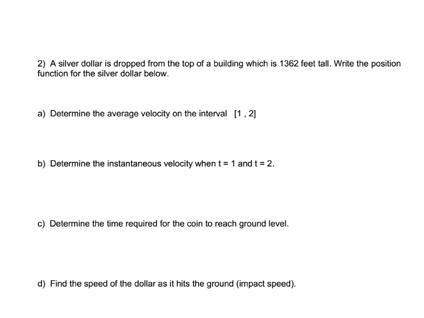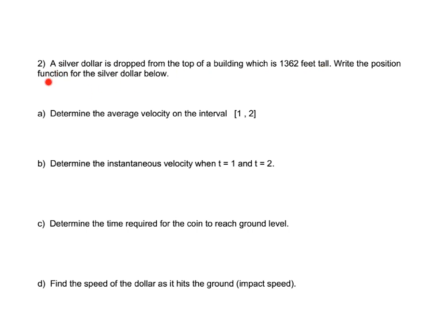So in this example number 2 on the last page of this section, we are given the information that a silver dollar is dropped from the top of a building, which is 1,362 feet tall, which, by the way, is close to the height of the Empire State Building. So we're talking about a very tall building. Imagine, people go to the tops of those buildings a lot, and let's see what would happen if someone dropped a silver dollar from the top of one, if you'd want to be underneath that or not.